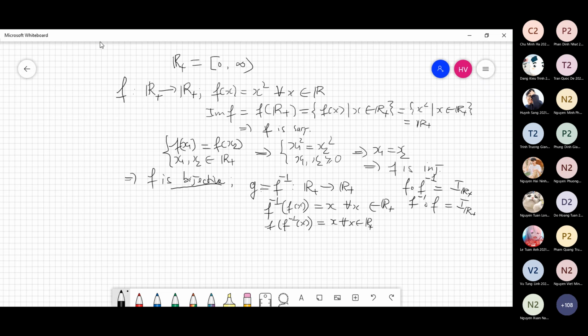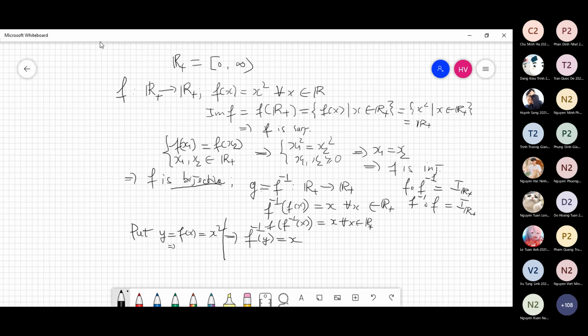Identity mapping on the set R plus. Now if you want to find the formula, you put y equal f(x), so this is x squared. So you obtain f to the minus 1 of y equal x. On the one hand, when you put y equal x squared, you obtain f(x) equal y.